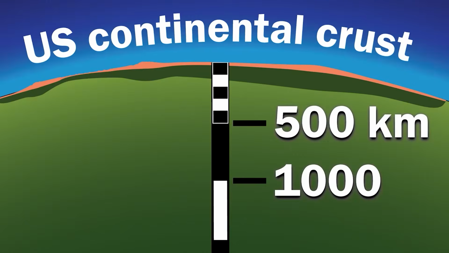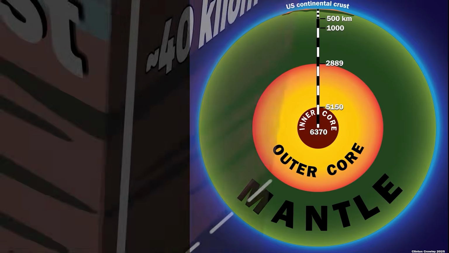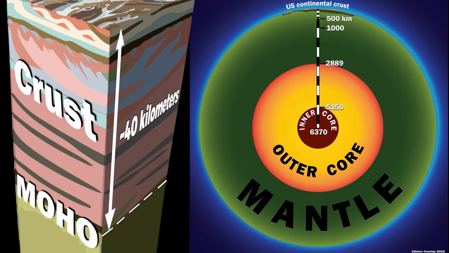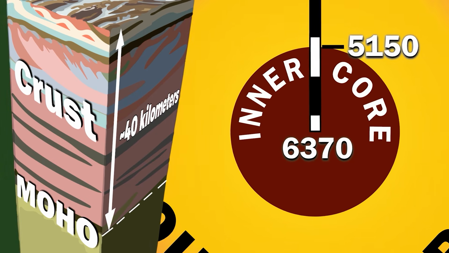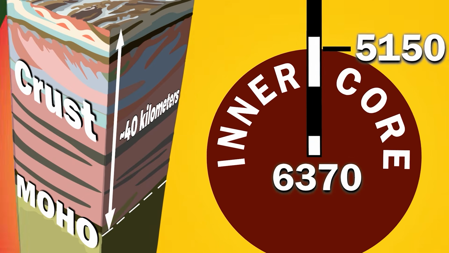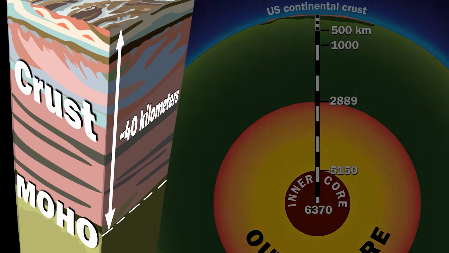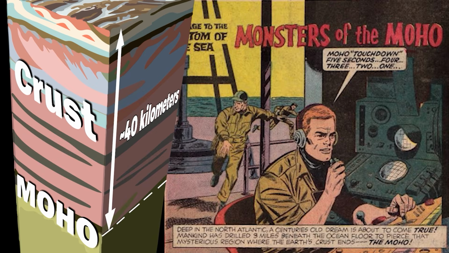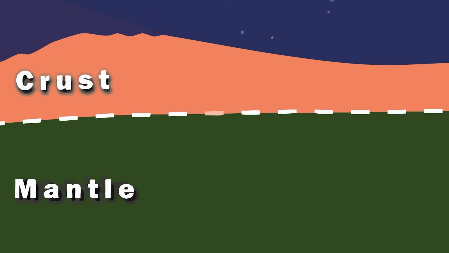How thick is continental crust? Compared to the whole planet, it's not very thick. The average thickness of the crust beneath the U.S. is about 40 kilometers or 25 miles. Earth's radius is about 6,370 kilometers, around 3,960 miles, so the crust is less than 1% of Earth's radius. 40 kilometers, compared to the Earth, doesn't sound like much, but it is much more than we can drill through.